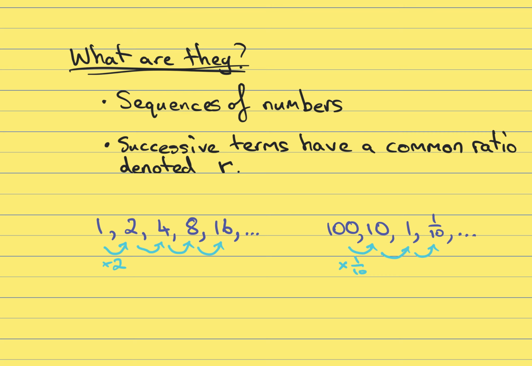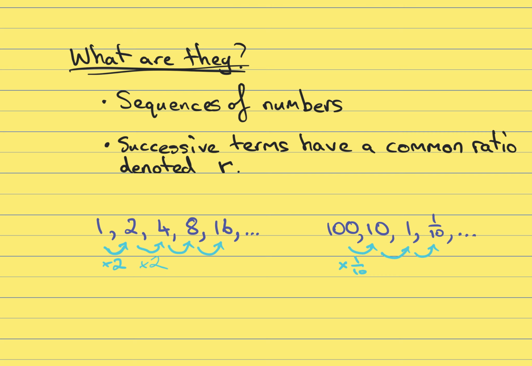Successive terms having a common ratio just means that to get from one term to the next, we're going to multiply by some common number. So you can see in the example on the left here, we've got 1, 2, 4, 8 and 16 as our numbers in the sequence, and so on. To get from the first to the second, you can see that we've multiplied by 2. 1 times 2 is 2.